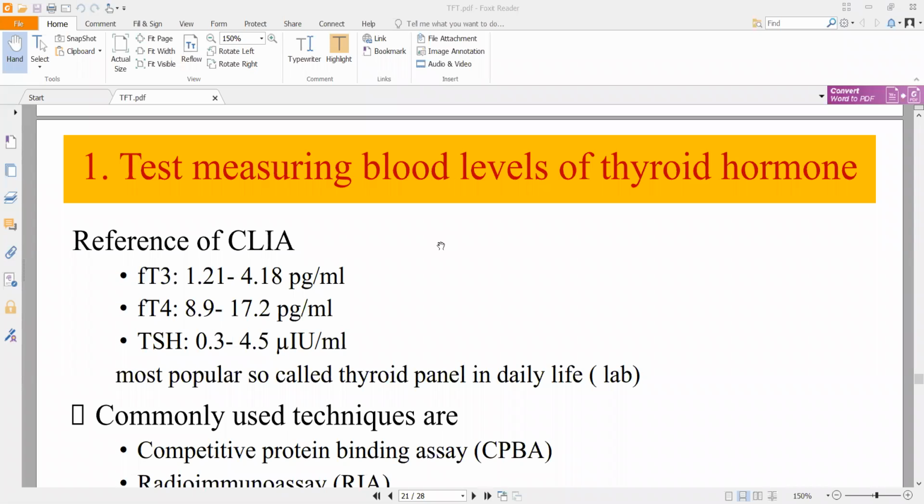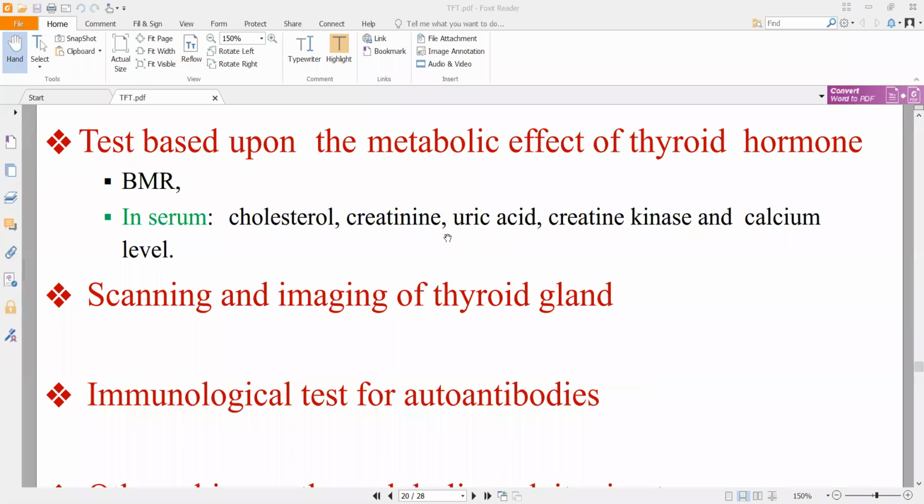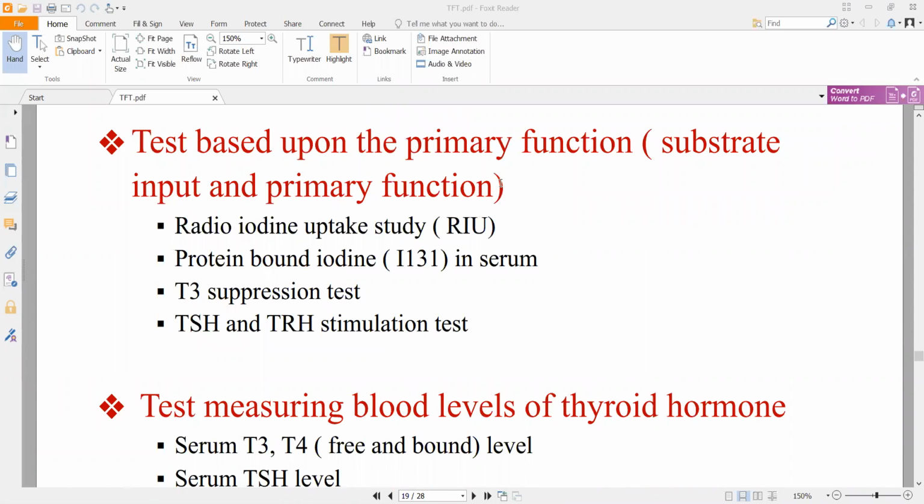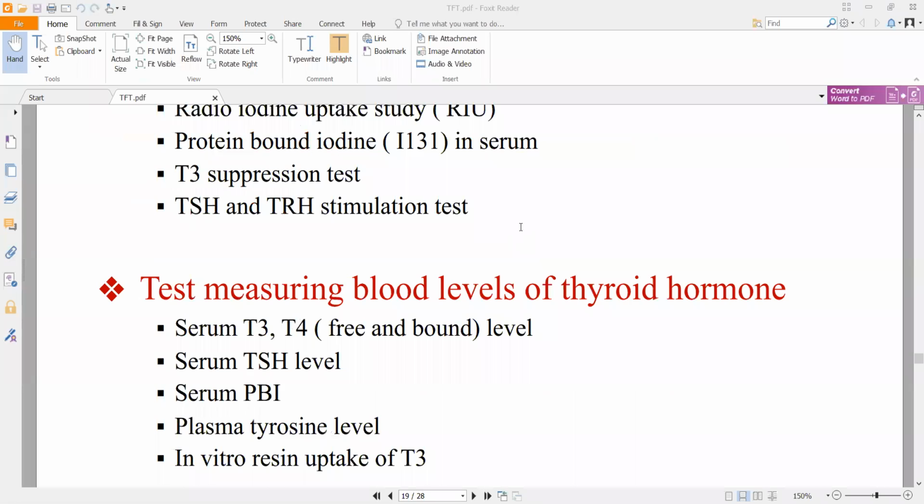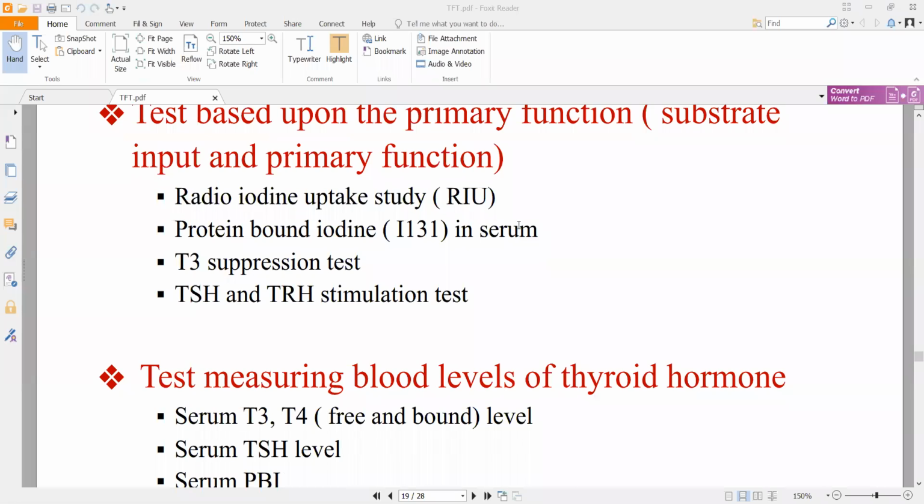About TFT, yesterday I told you there are a bunch of tests that you will conduct in TFT, that is thyroid function test. Based on what you're looking for, they are classified into different categories. You will either assess the primary function, that is by those four tests where you are giving radioiodine uptake, like you administer radioiodine to the patient and you check later on, or you will check the amount of protein bound iodine, or you will see how much T3 is being suppressed, or you will directly stimulate TSH and TRH and check their responses. So those will be the first categories. Then you will check blood levels and so on and so forth.